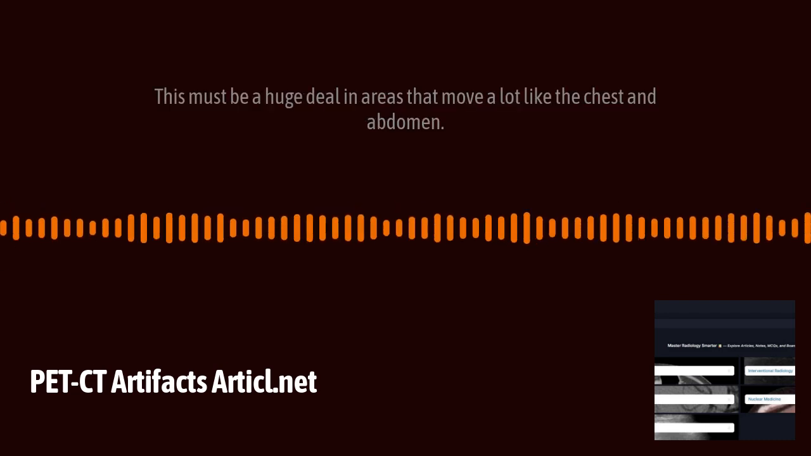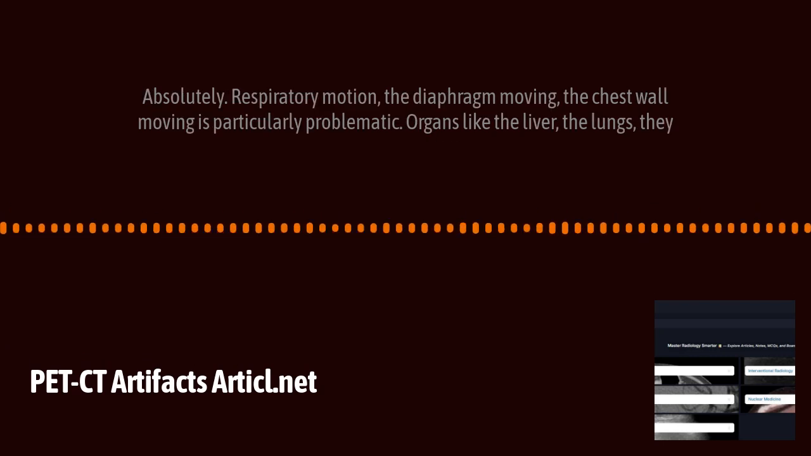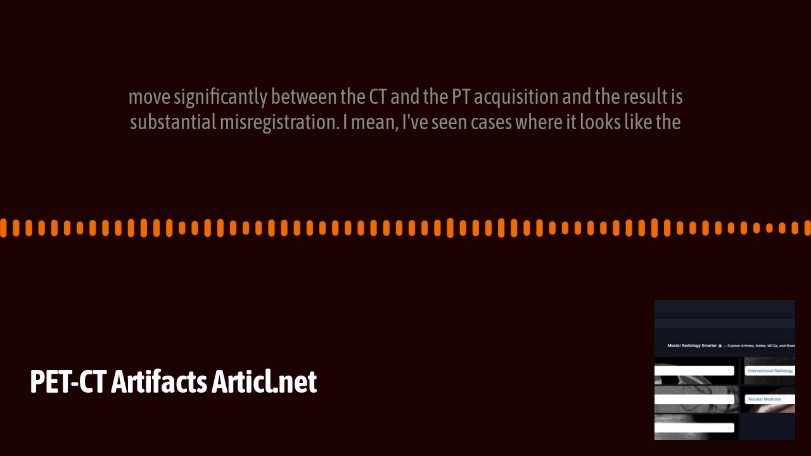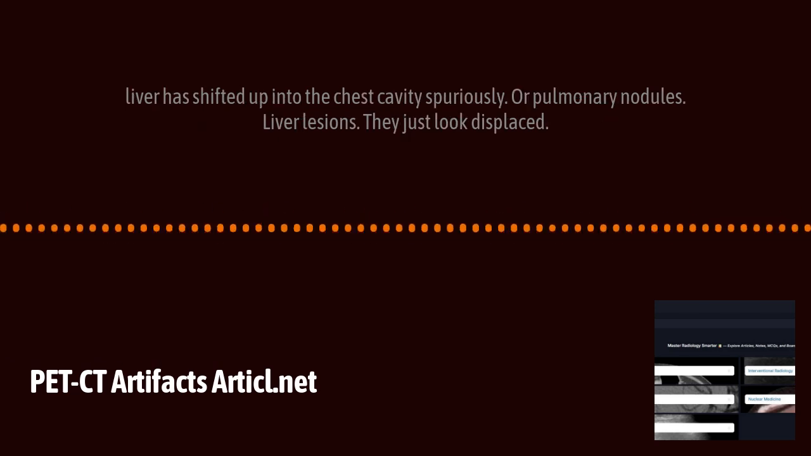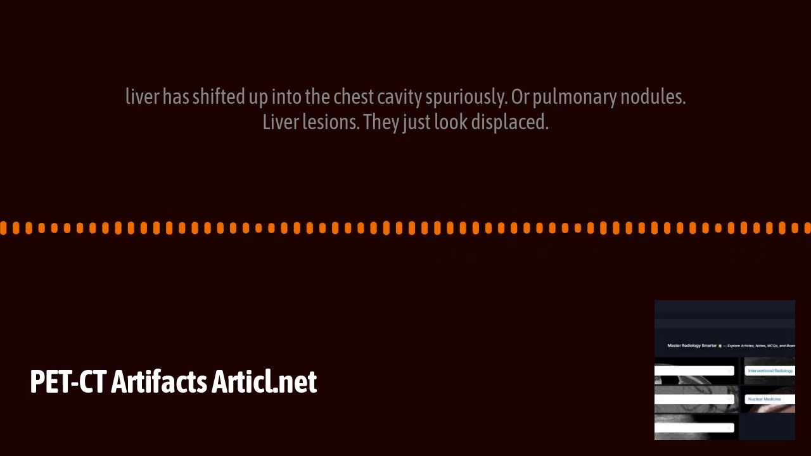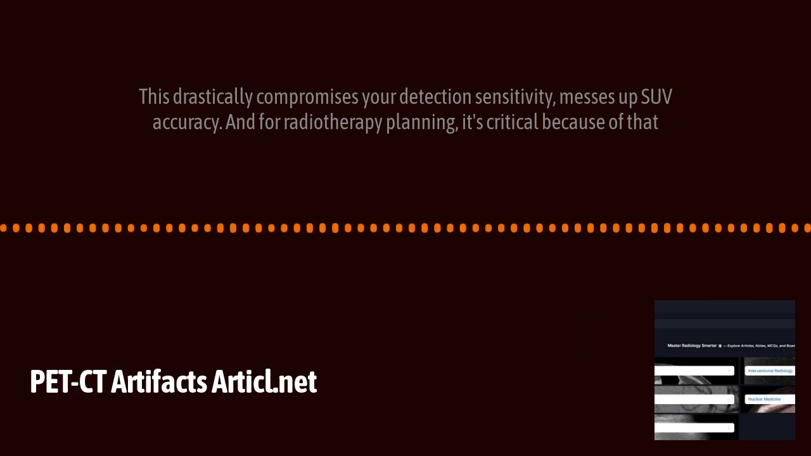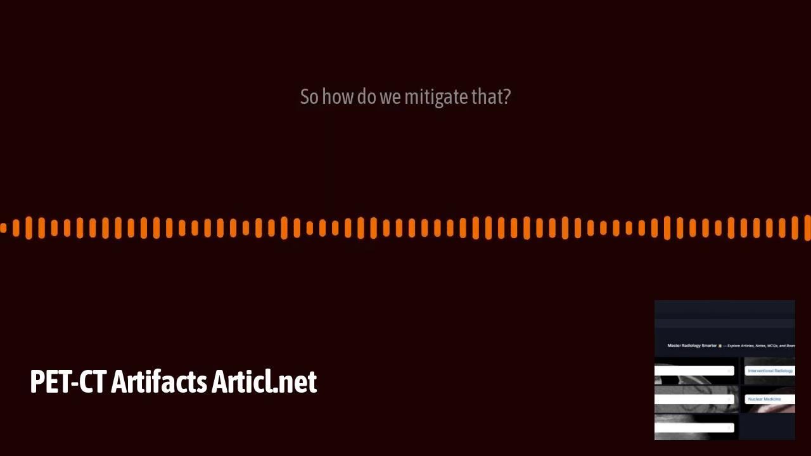That's where it starts. This must be a huge deal in areas that move a lot, like the chest and abdomen. Absolutely. Respiratory motion, the diaphragm moving, the chest wall moving is particularly problematic. Organs like the liver, the lungs, they move significantly between the CT and the PET acquisition. And the result is? Substantial misregistration. I've seen cases where it looks like the liver has shifted up into the chest cavity, or pulmonary nodules, liver lesions, they just look displaced. Wow. This drastically compromises your detection sensitivity, messes up SUV accuracy, and for radiotherapy planning, it's critical because of that anatomical mismatch. So how do we mitigate that?